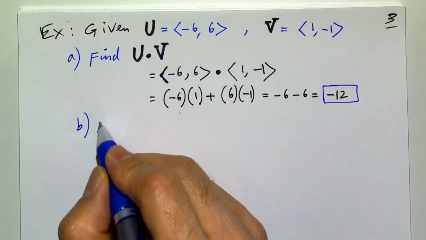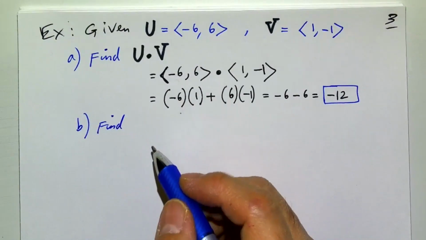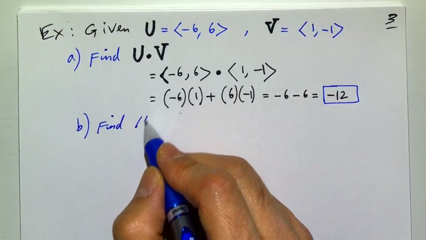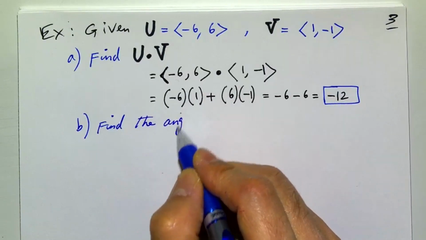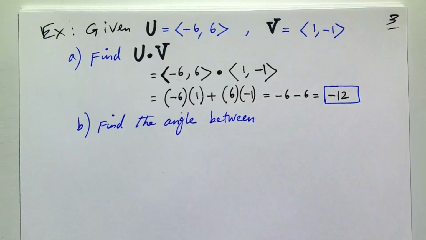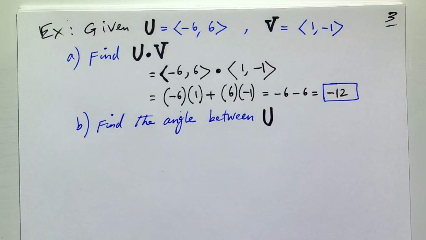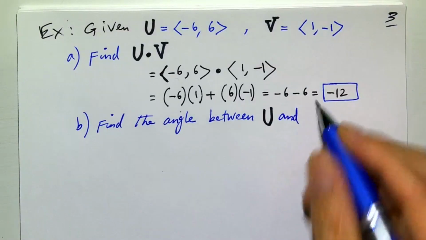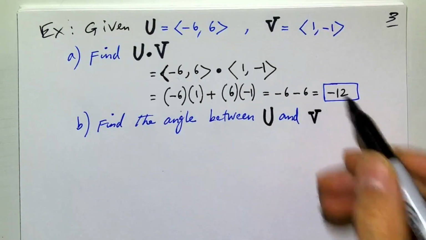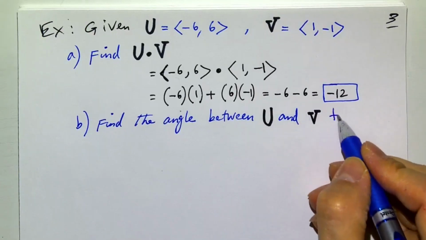Part B, we want to, of course, do what we said was important for us to be able to do, which is find the angle between u and v. And we want to do that to the nearest degree.